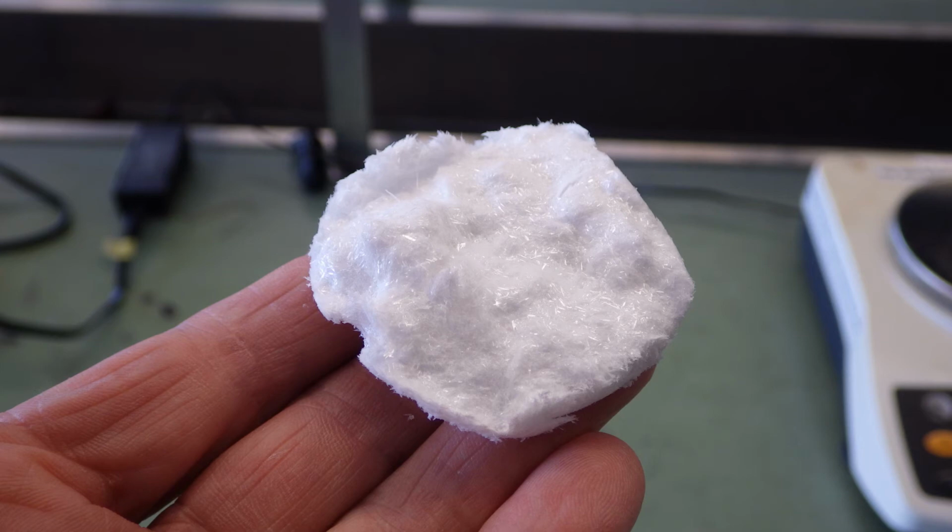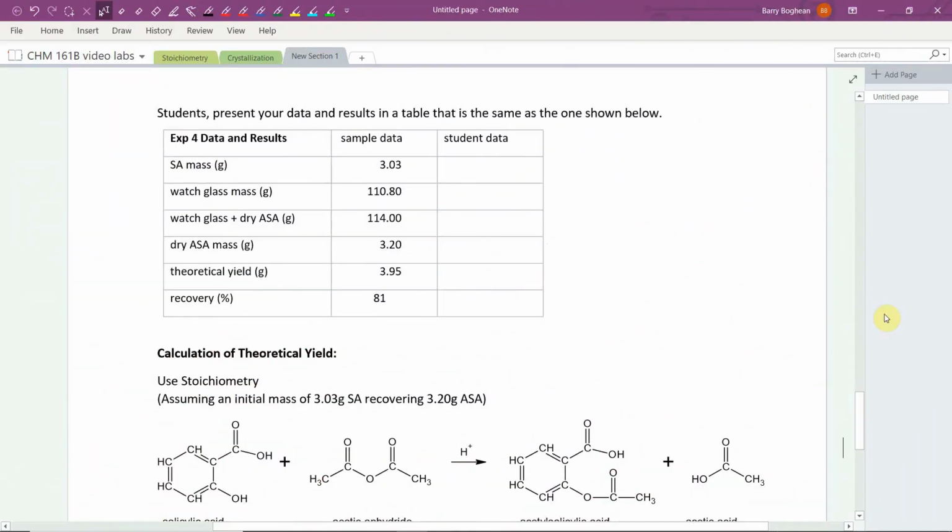So to finish up this experiment, please record your results in a table that's set up the same as the one that's shown here. Here's a sample data set that you can use to follow. So in this example, let's say you had an initial mass of 3.03 grams of salicylic acid and you recovered 3.2 grams of ASA. How do you calculate the theoretical yield and the percent recovery?